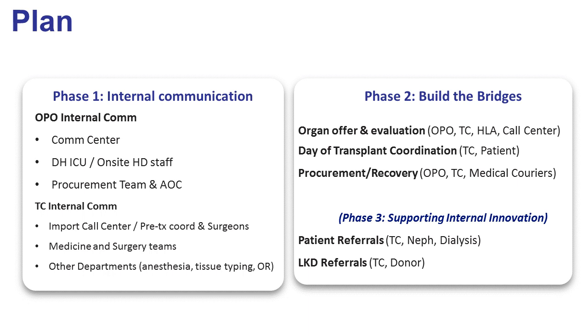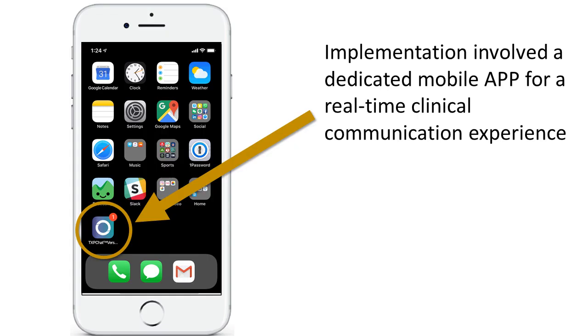And also, obviously, phase 3, which is kind of ongoing, is that centers and organ procurement organizations have gotten creative on where they could expand in the future.